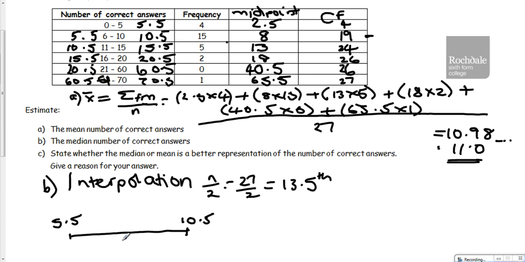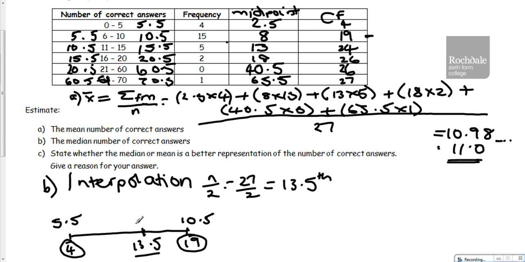And if we look at the cumulative frequencies, at the beginning of that interval, we had 4 people. By the end of that interval, we've got 19 people. So person number 13.5, which is what we're after, is going to be somewhere around about there. So I'm going to guess it's going to be somewhere around about 8, 8.5, something like that. So we're going to do a little calculation to work it out.